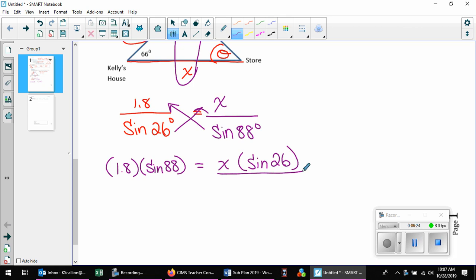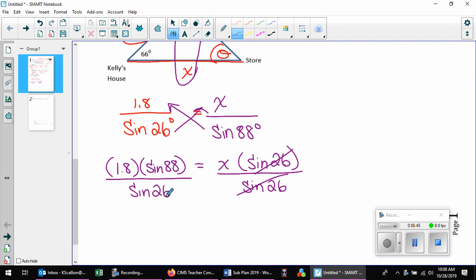Divide by sine 26. So those will end up canceling each other out. But if I divide this side by sine of 26, I have to divide this side by sine of 26. So notice I've lost my degree symbol somewhere along the way. Not the end of the world, because I'm not in my final answer yet.